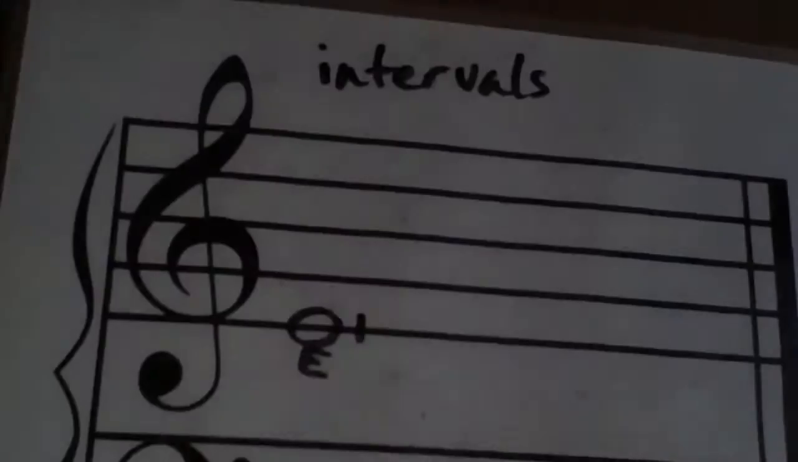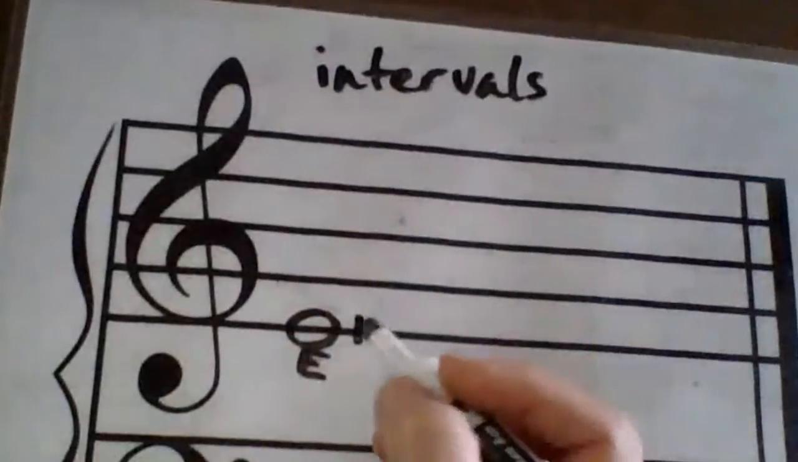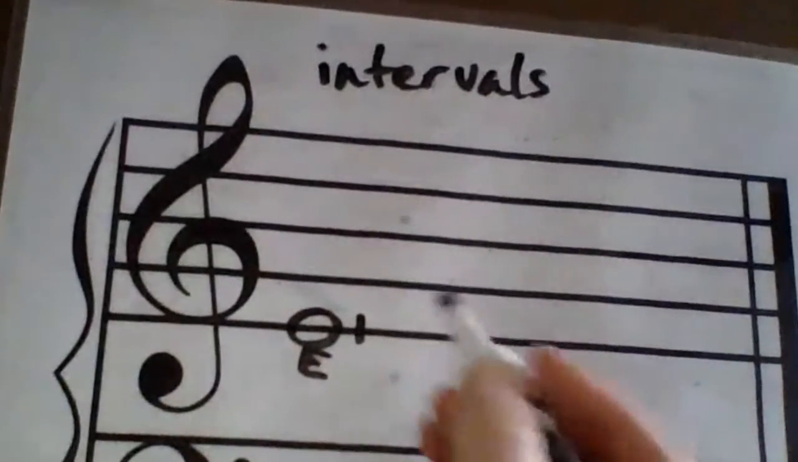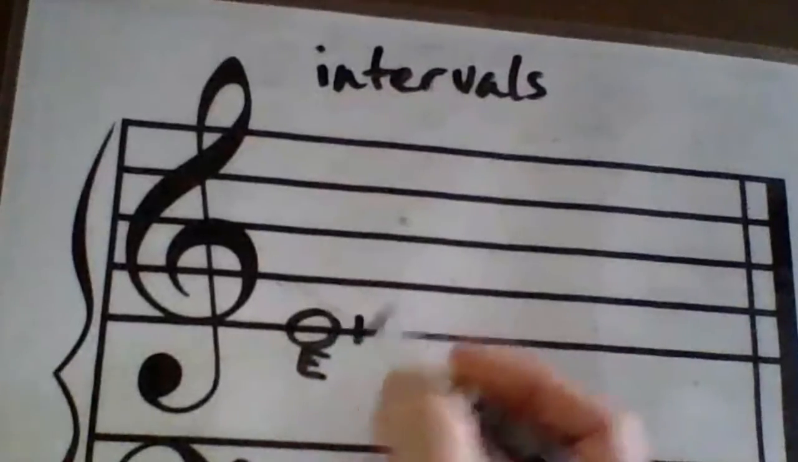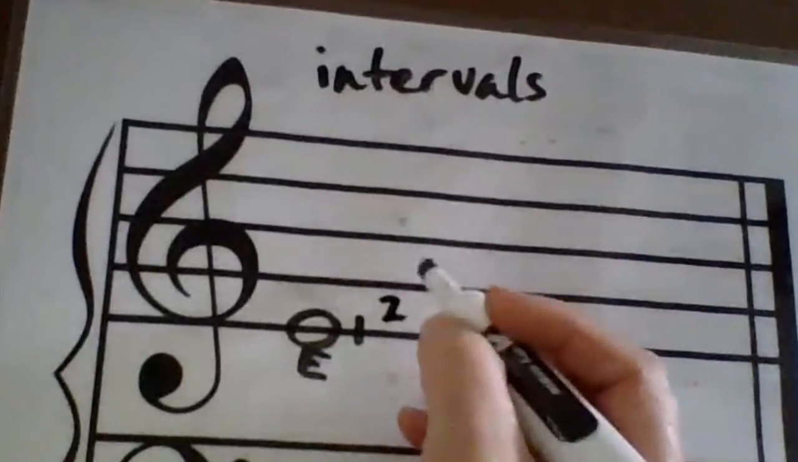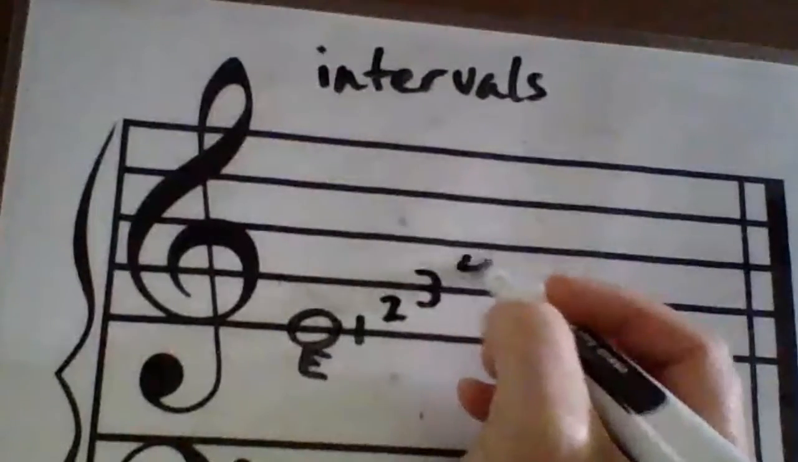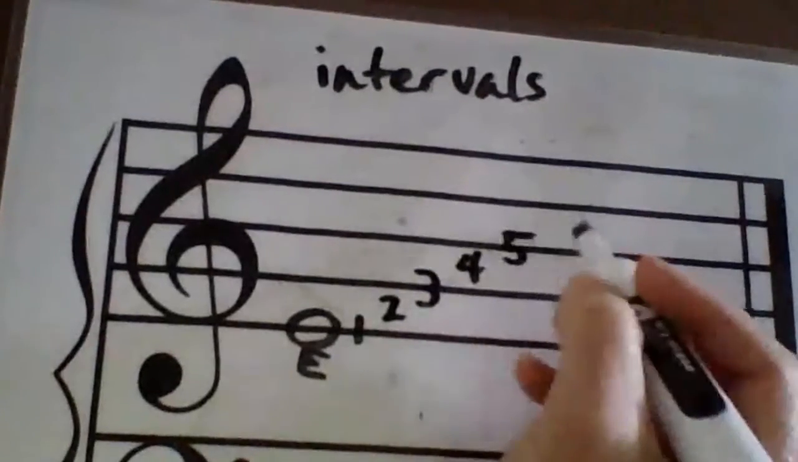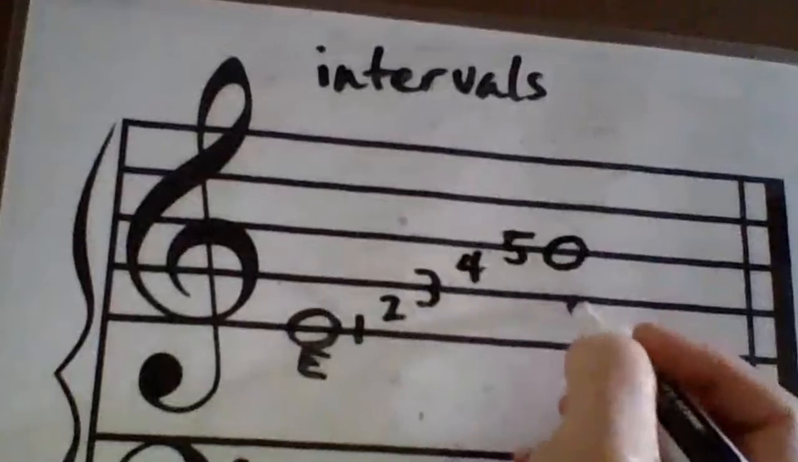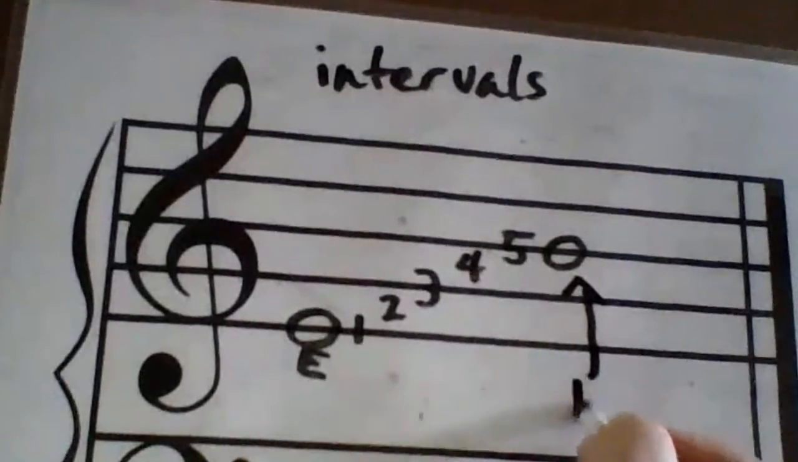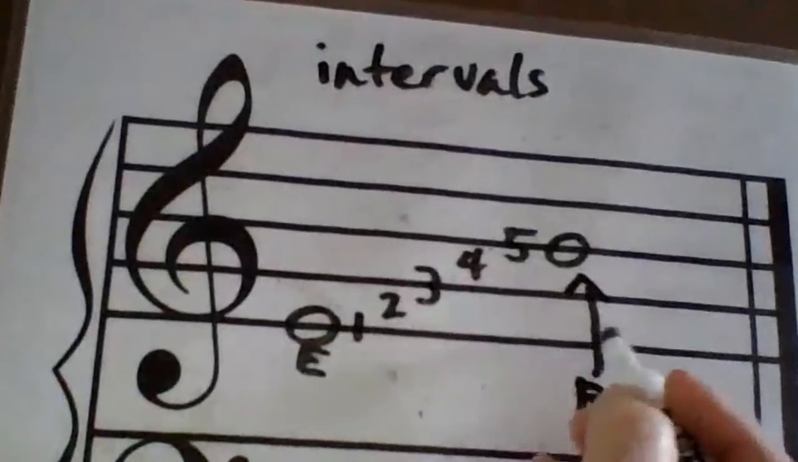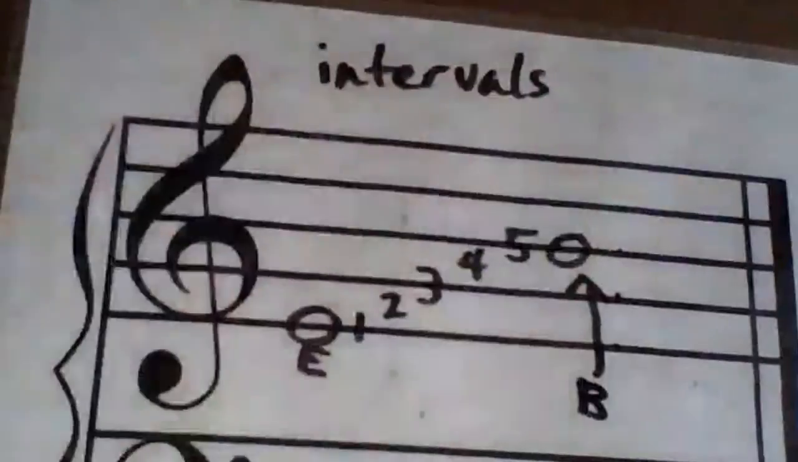Okay, let's take a look. If we wanted to go up a fifth, what would it look like? So we'd start with our starting note, count 1, 2, 3, 4, 5. So the fifth would be this note here, which is B, every good boy.